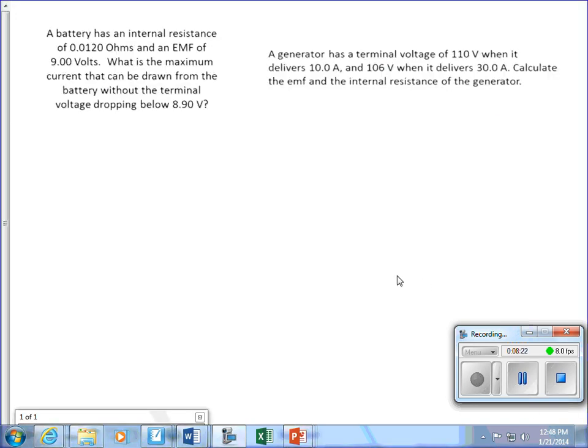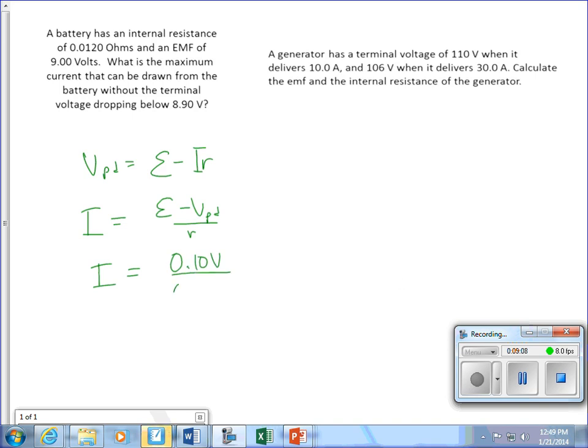So here are a couple of good questions we can address. The first one: a battery has that internal resistance and that EMF. What's the maximum current that can be drawn from the battery without the terminal voltage dropping below 8.9 volts? That one's pretty straightforward. The terminal potential difference is the EMF minus any loss in potential across the internal resistance. So the maximum current is I equals E minus V over little r. E is 9 minus the terminal potential difference, so that's 0.10 volts divided by 0.012 ohms.